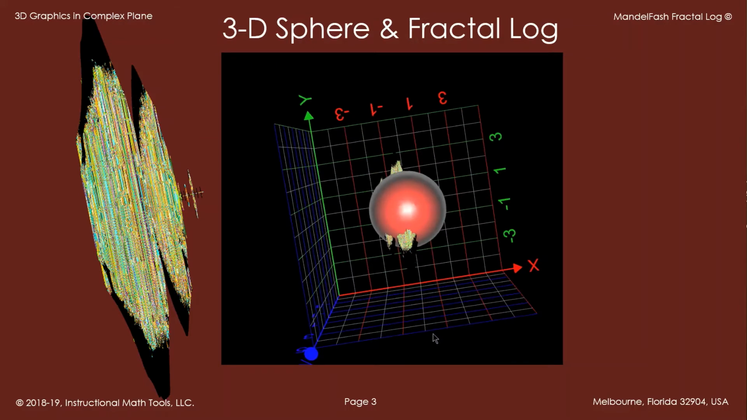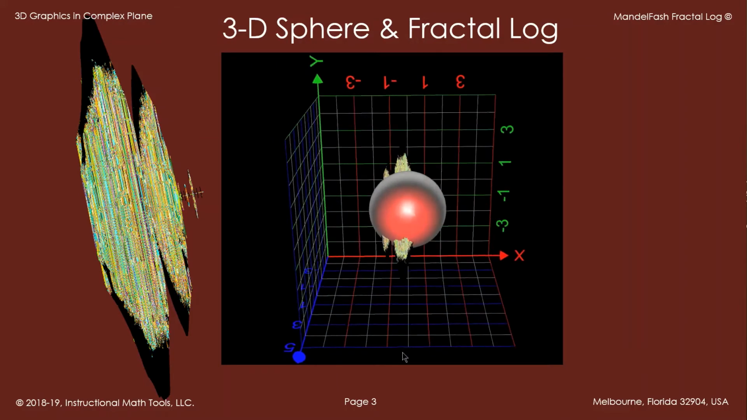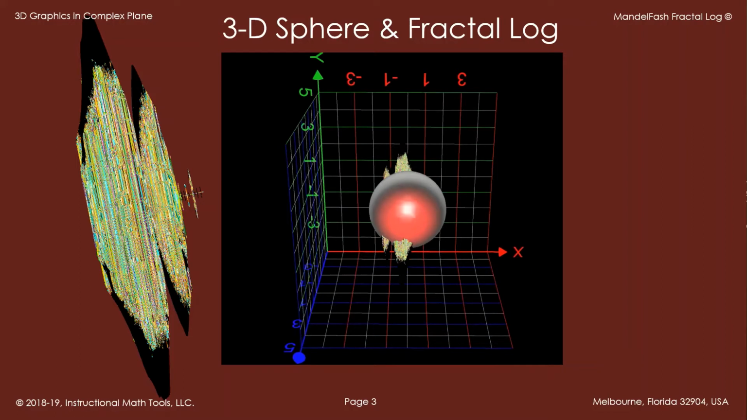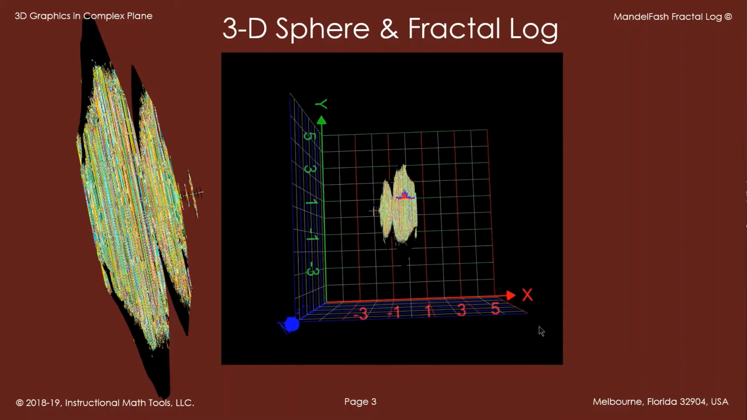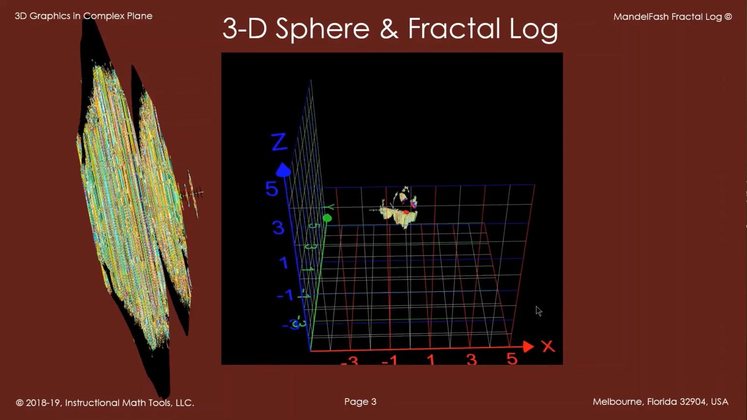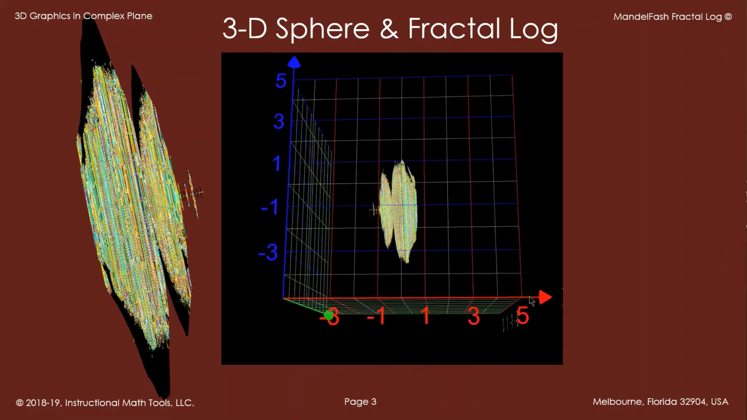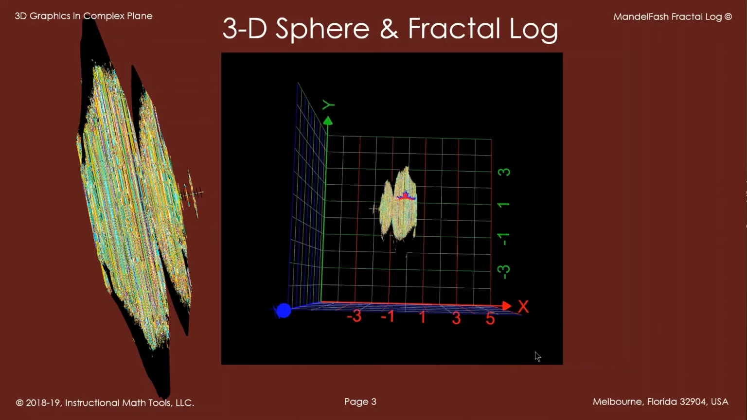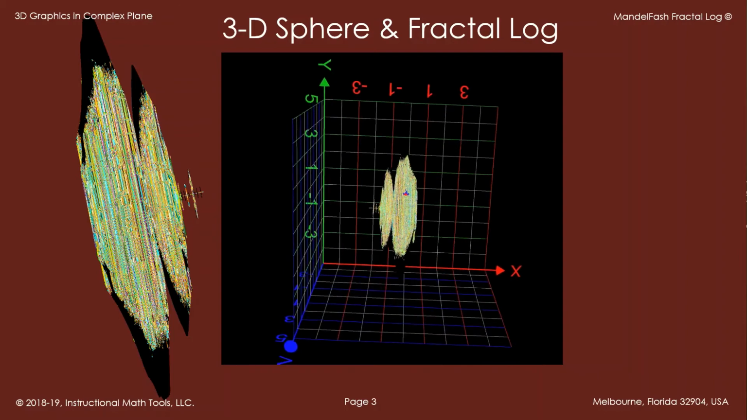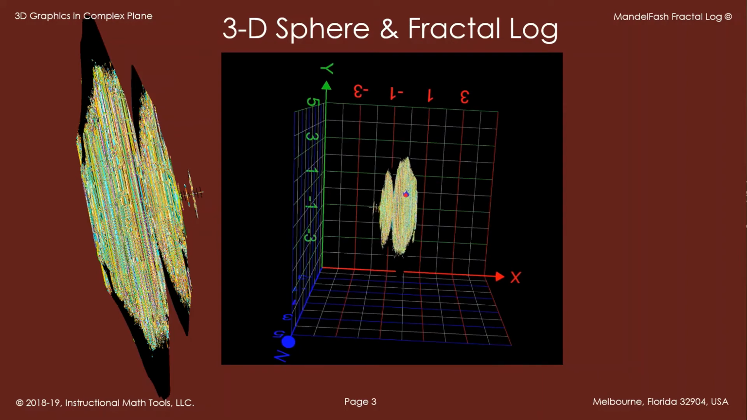But for now, we're going to keep it around the center point, and it is sufficient to generate all of the babies that make up the Mandel-Flash fractal log. This is an example of one of the central babies in the log. And so that you can see that the sphere is sufficient to be able to generate all of the babies that make up the central portion of the log.